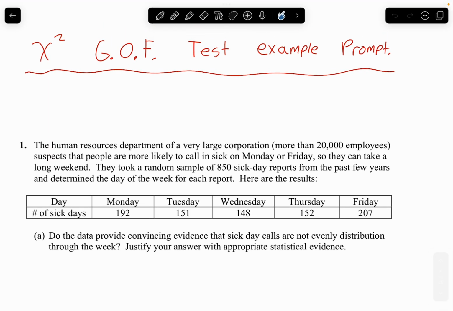The Human Resources Department of a very large corporation, more than 20,000 employees, suspects that people are more likely to call in sick on Monday or Friday, so they can take a long weekend. They took a random sample of 850 sick day reports from the past few years and determined the day of the week for each report. Here are the results. Do the data provide convincing evidence that sick day calls are not evenly distributed through the week? Justify your answer with appropriate statistical evidence.